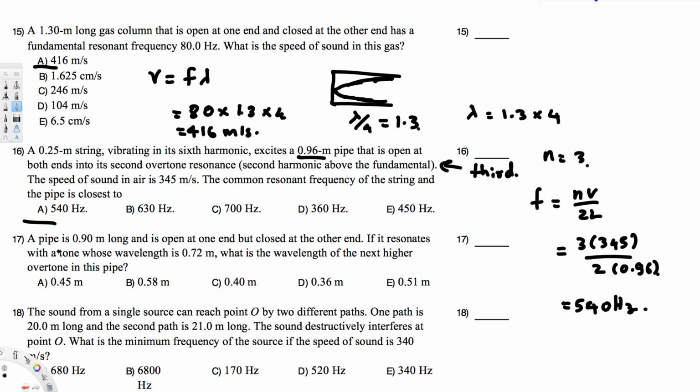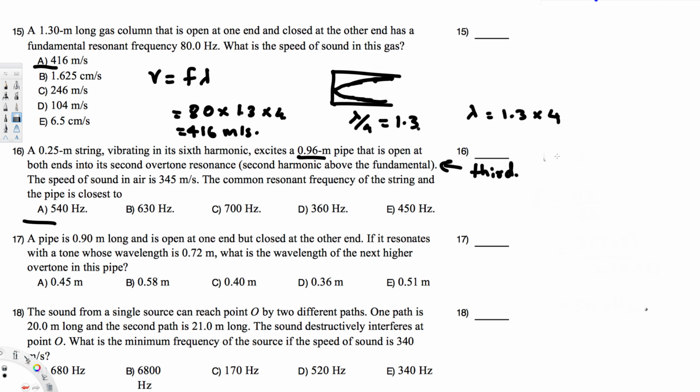Now let's look at the next question. The pipe is 0.9 meter long and is open at one end but closed at the other end. If it resonates with a tone whose wavelength is 0.72 meter, what is the wavelength of the next higher overtone in this pipe? So in this kind of problem, if you don't want to make any mistake, the easier way is to draw the diagram.